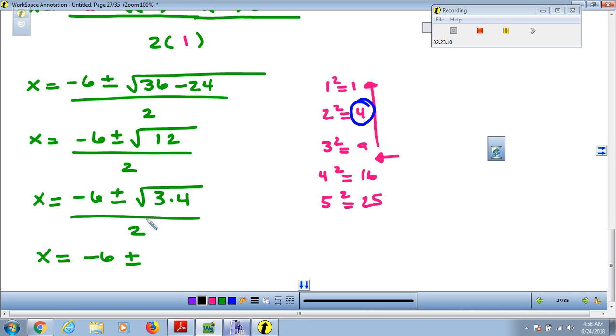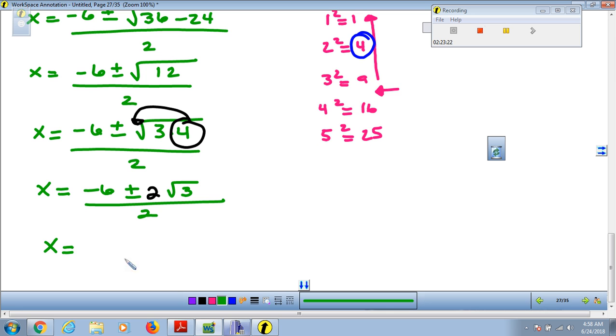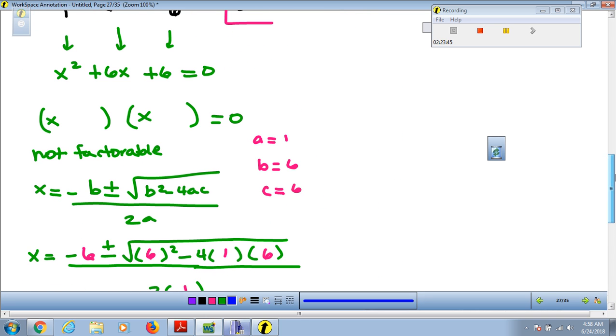But 4 has a perfect square root. So in the next step, you're going to take that outside. Square root of 4 is 2. You leave the 3 inside. Divide by 2. Negative 3 plus or minus the square root of 3, because 2 divided by 2 is 1. And 2 divided by 2 is also 1 on the denominator, so you don't put over 1. So these are my two answers. Negative 3 plus the square root of 3, negative 3 minus the square root of 3.